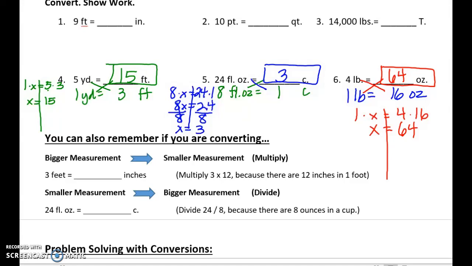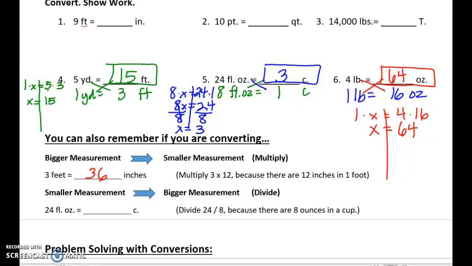Okay, so at the bottom of your page, here's some important information to remember. When you're converting, if you want to go from a bigger measurement, like 3 feet, to a smaller measurement, inches, because 3 feet is bigger than inches, right? Then I'm going to multiply. So I'm going to multiply 3 times 12 because there's 12 inches in a foot. So 3 times 12 is? 36. So 3 feet equals 36 inches.